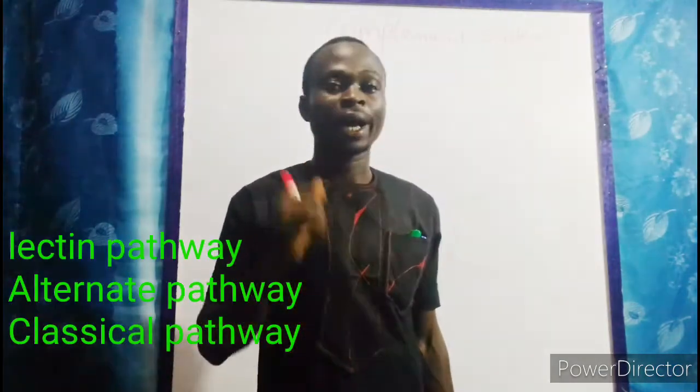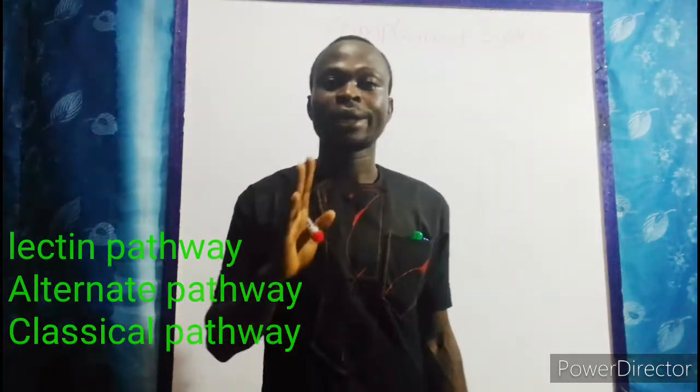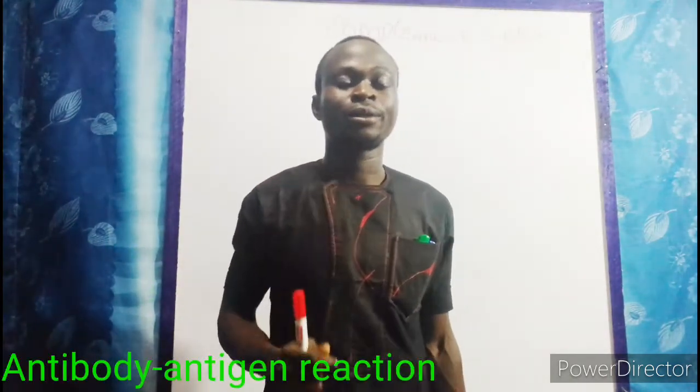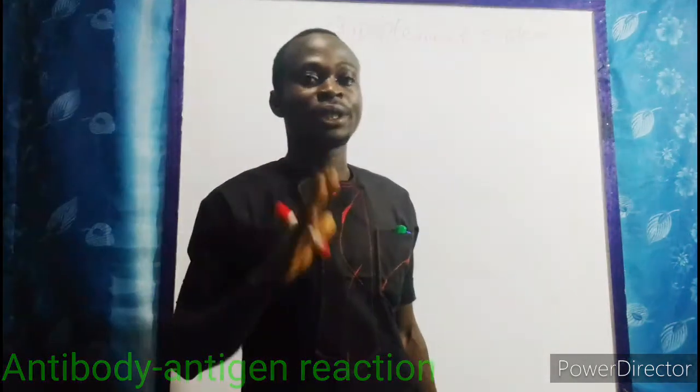What triggers the complement system makes them follow 3 pathways: the lectin pathway, the alternate pathway, and the classical pathway. The classical pathway is initiated by antibody-antigen reaction. The alternate pathway is initiated by bacteria and toxin, while the lectin pathway is initiated by mannose binding lectin.